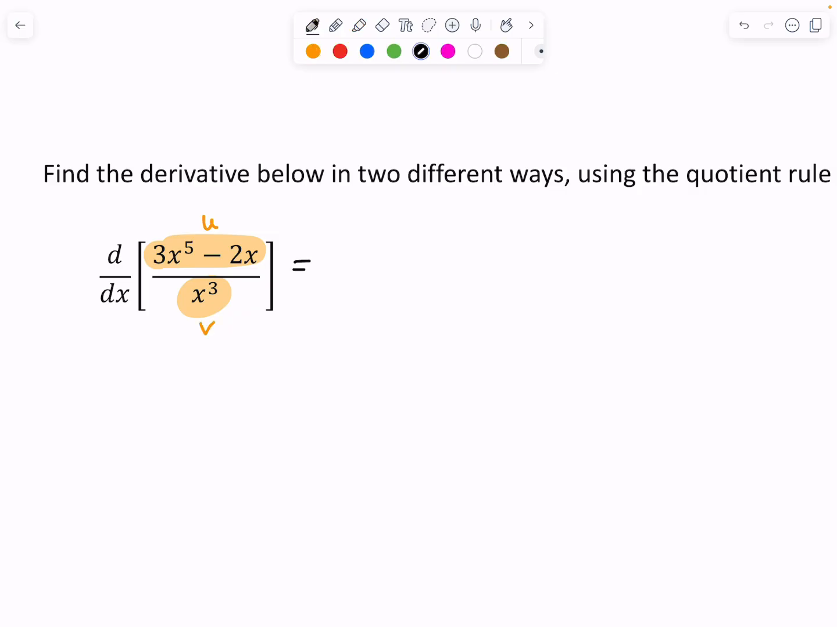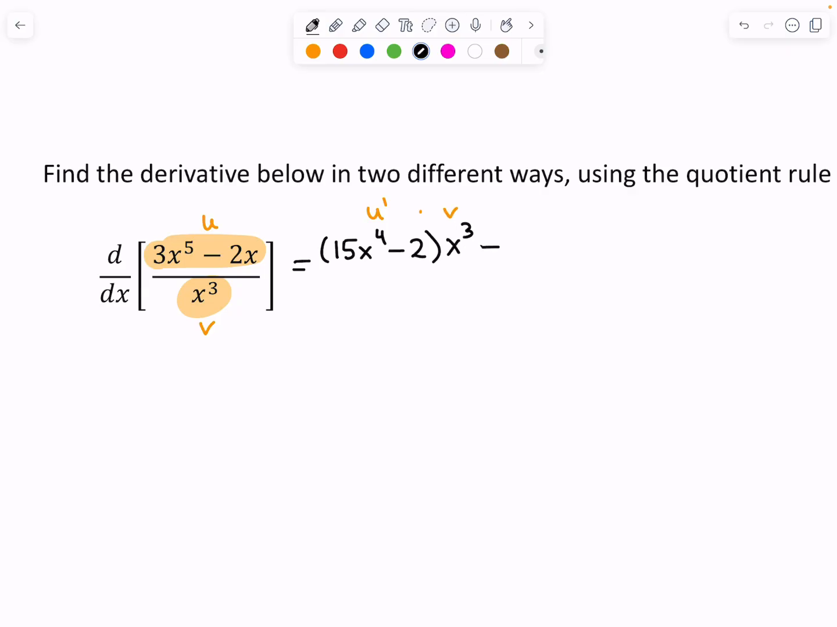The numerator is two terms. They can be differentiated term by term. The derivative of 3x to the fifth is 15x to the fourth using the power rule, minus, and then the derivative of 2x is just 2. So all of this is my u prime, and then times v.